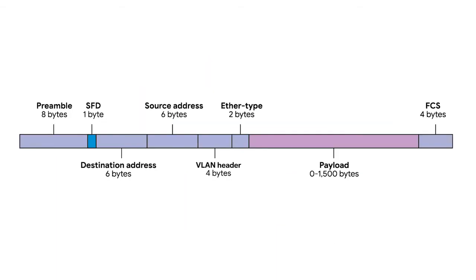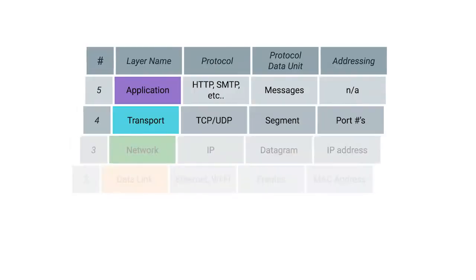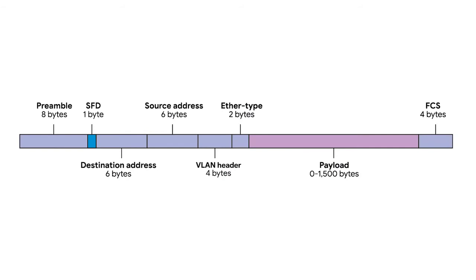After this, you'll find the data payload of an Ethernet frame. A payload, in networking terms, is the actual data being transported, which is everything that isn't a header. The data payload of a traditional Ethernet frame can be anywhere from 46 to 1500 bytes long. This contains all of the data from higher layers, such as the IP, transport, and application layers that's actually being transmitted. Following that data, we have what's known as a frame check sequence.